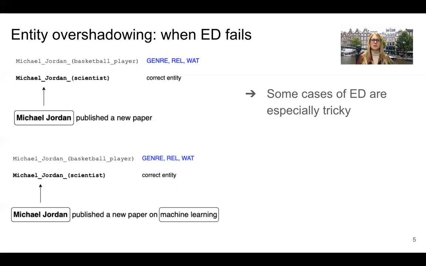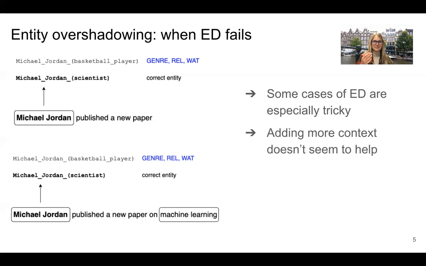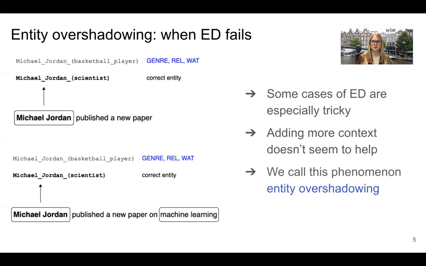And we saw that even if we give enough context, even if we explicitly say that it is machine learning, like, come on, it cannot be a basketball player, the systems still choose to output the more popular entity, Michael Jordan, the basketball player. And it looks as if the more popular entity is casting some kind of shadow upon the less popular entity, and the models simply do not see it. And we decided that this phenomenon is quite interesting to study.